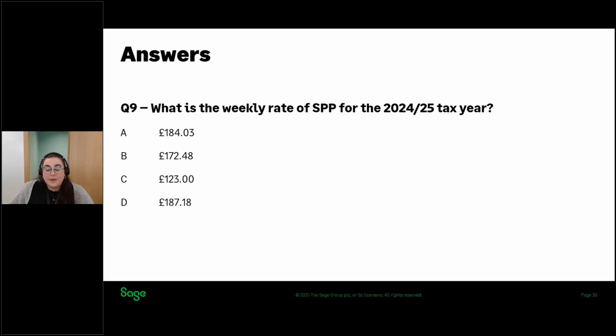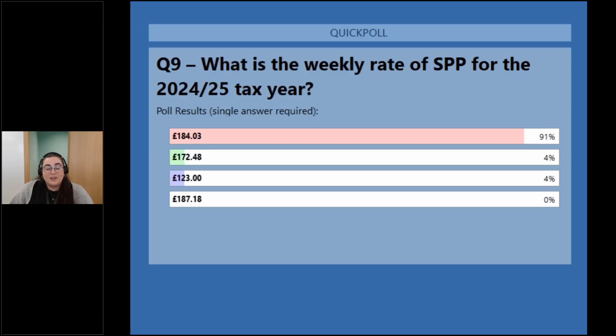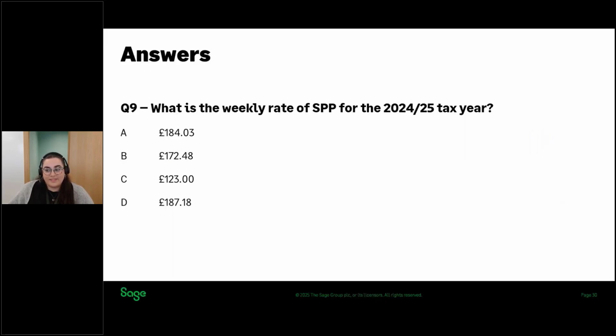And that was, what is the weekly rate of SPP for the current tax year? So 91% of you said £184.03. Let's see if you were correct. And the answer was £184.03, or the employee will receive 90% of their average weekly earnings, whichever is lower for that. So this is the current weekly rate for statutory parental payments.